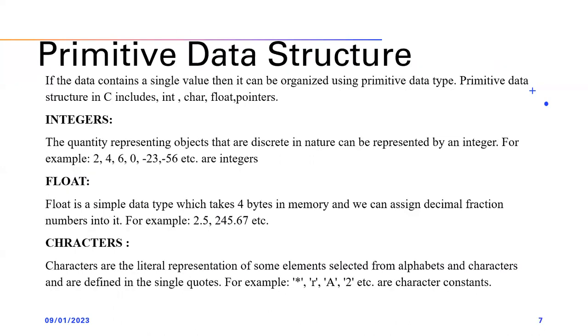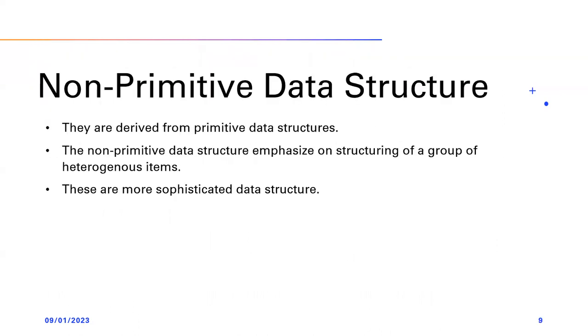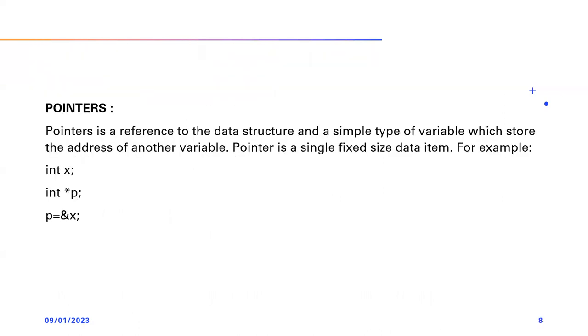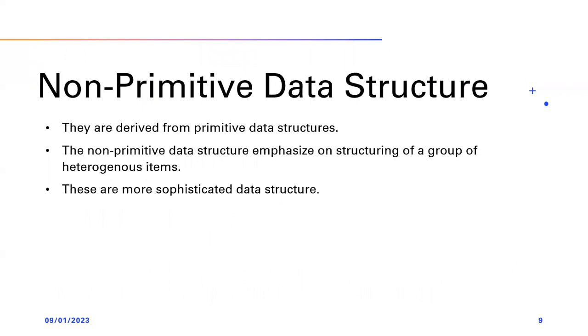So under primitive you have integers, float, characters, pointers. Integers are basically which will help you to store discrete values. Float are those which will help you to store decimal fraction numbers, and characters are those which will help you to store alphabets or characters. Pointers are a reference to a data structure. It is a fixed size data item.